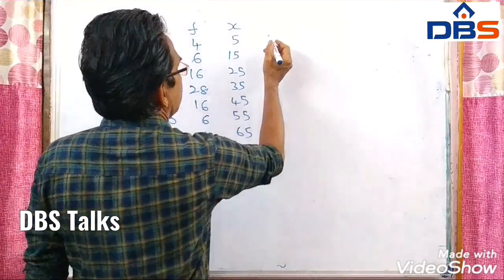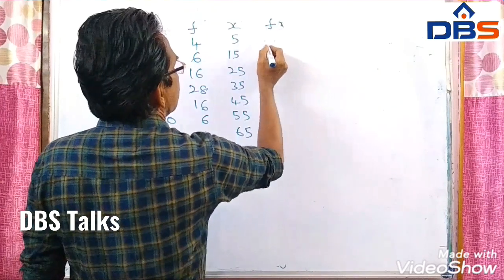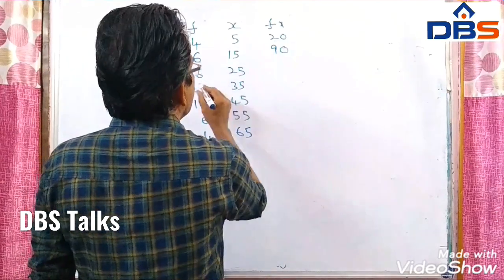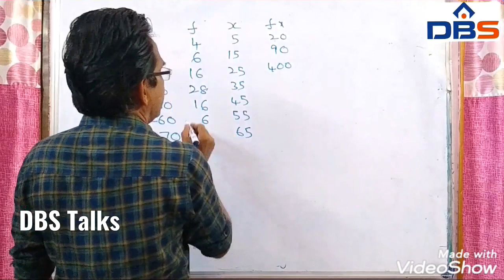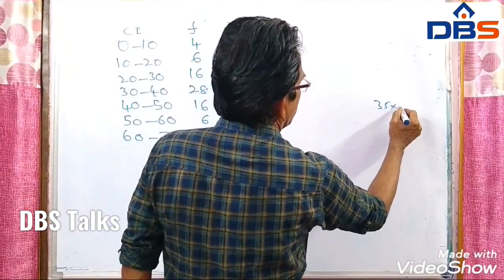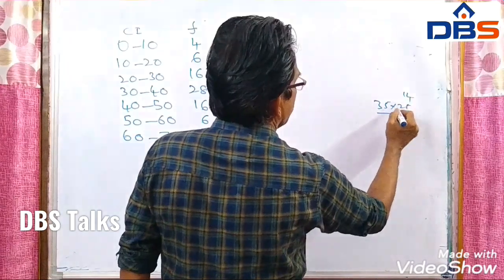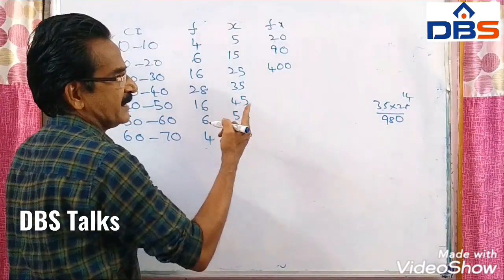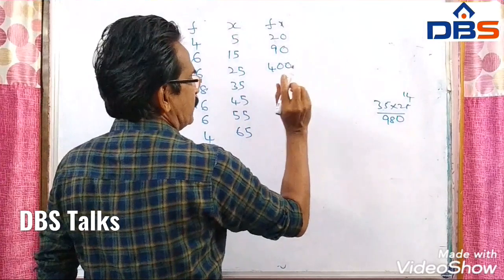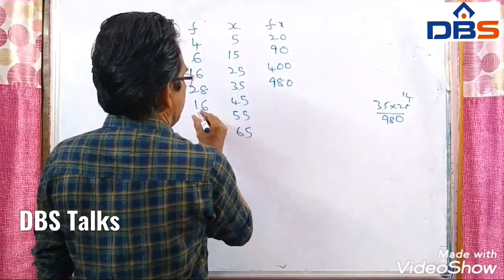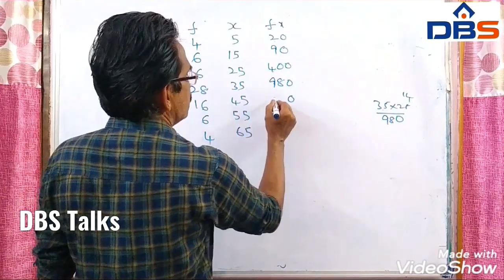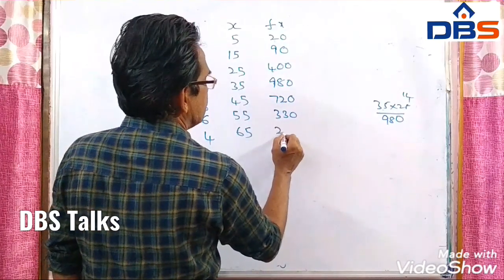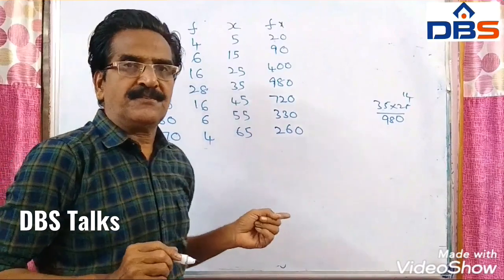And then the next step is the fx values. 4 into 5 is 20, 6 into 15 is 90, 16 into 25 is 400, 28 into 35 is 980, 16 into 45 is 720, 6 into 55 is 330, and 4 into 65 is 260. So these are the fx values, friends.